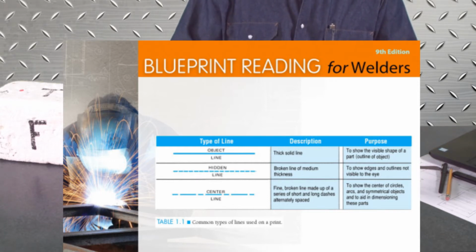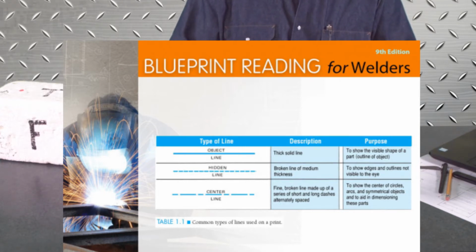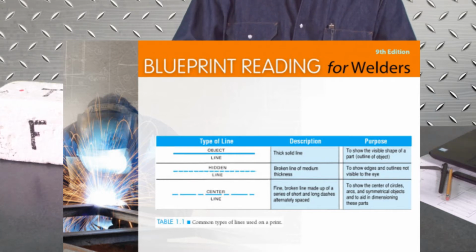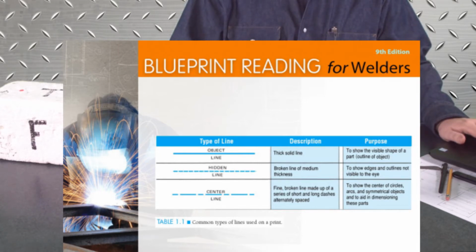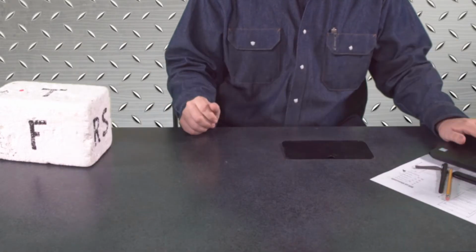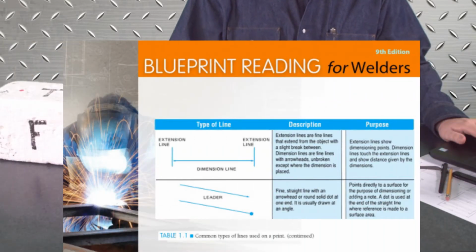Then we have the hidden line, which is a broken line of medium thickness, and that hidden line will show you edges and outlines that are not visible to the eye itself. So if you're looking at the front view of something, but there's another part behind it, it'll be represented by a hidden line instead. A center line is a fine broken line made up of a series of short and long dashes alternately spaced, okay, to show the center of circles, arcs, and symmetrical objects, and to aid in dimensioning these parts. And then we have extension lines and dimension lines.